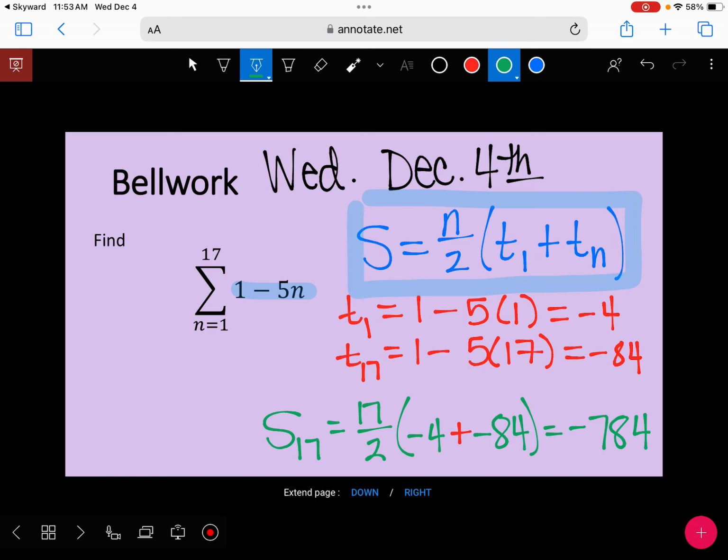When we add them up, it should still be a negative number. So that's when I realized it had to be a mistake. All right, any questions about that?